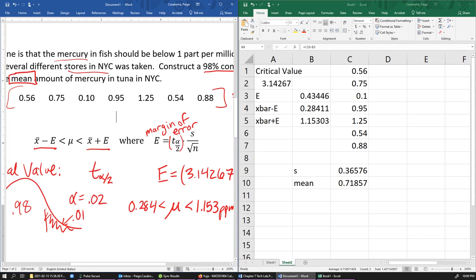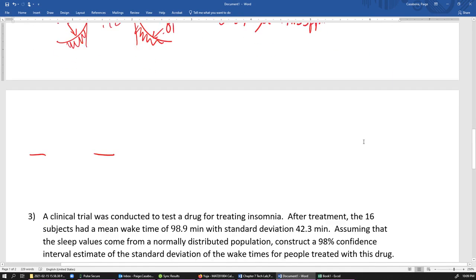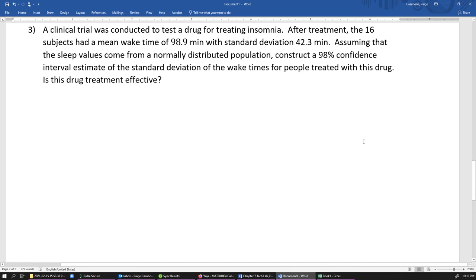So this is actually a pretty big range considering the size of these numbers, and that's really just because this is a very small sample size, so you can't really get a confident estimate with this small of a sample size without it being a pretty big range. But based on this, this would be cause for concern, because this means that the mean amount of mercury in tuna does seem to be higher than the prescribed 1 part per million, or at least it might be. So this would be something that says, yeah, maybe we should take a bigger sample and see what's going on here.